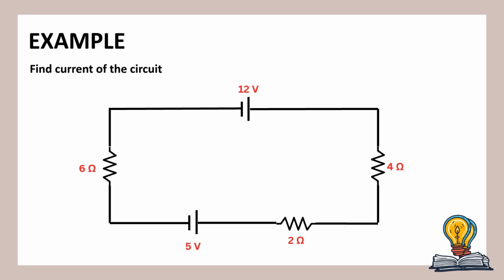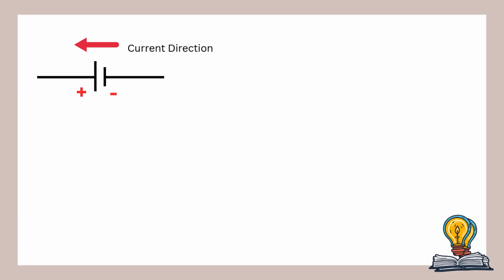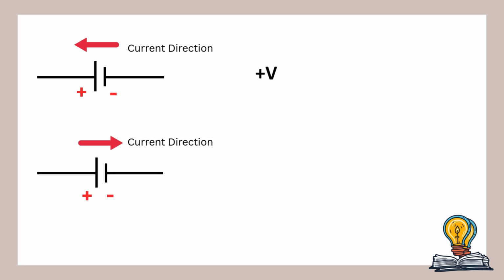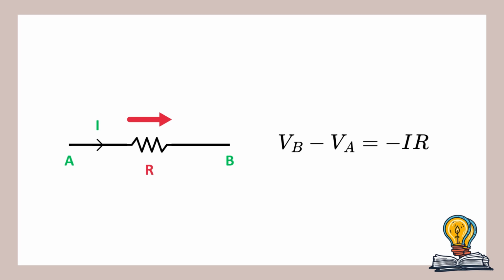Before moving to the example, let's understand how to assign voltage rises and drops. When current flows through a battery from low to high potential, we get a voltage rise. It means the charges gain energy. But when the current flows through a battery from high to low potential, it causes a voltage drop. It means the charges lose some of that energy. When the current flows through a resistor, it causes a voltage drop.